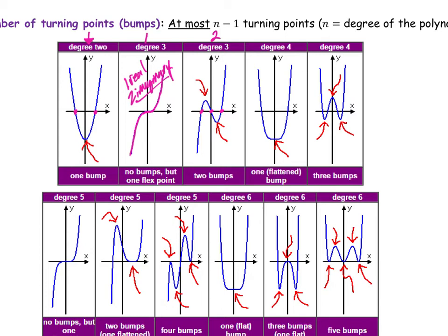And then we've got a degree 4. We've got 2 options for a degree 4. I can have 3 bumps, which would be 4 minus 1 is 3 bumps, because I've got 4 x-intercepts. And to make my graph fit through those 4 x-intercepts, it has to turn 3 times.